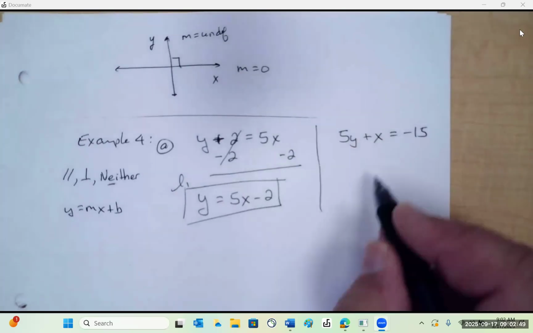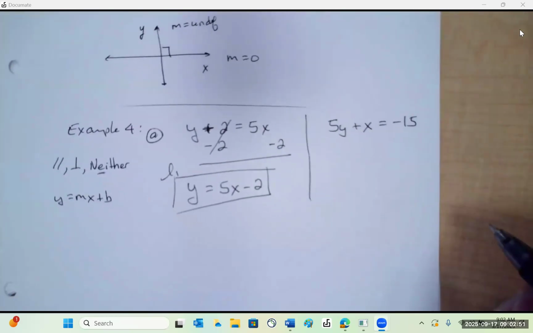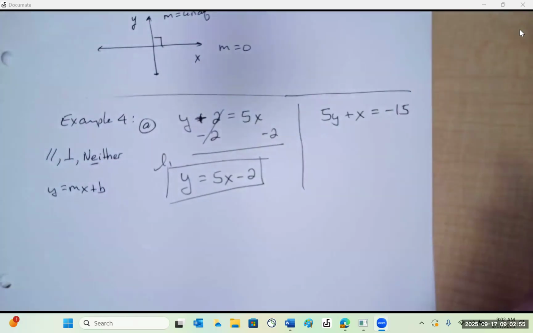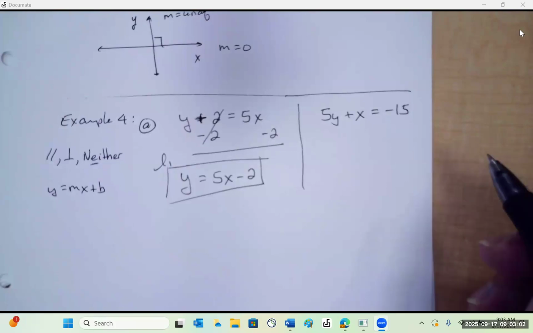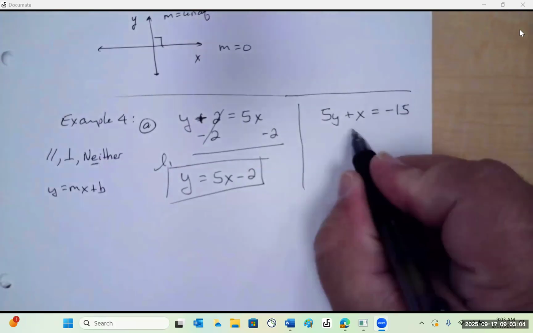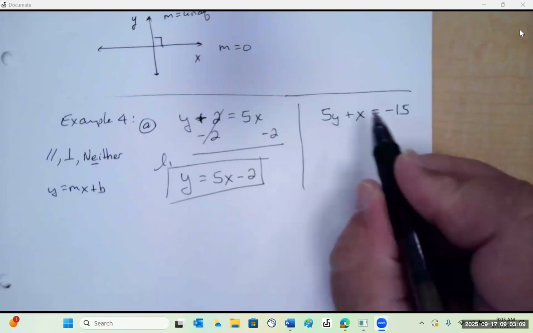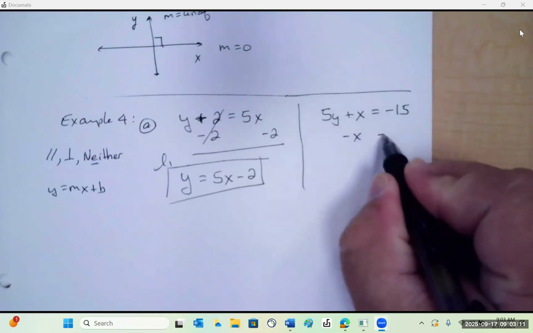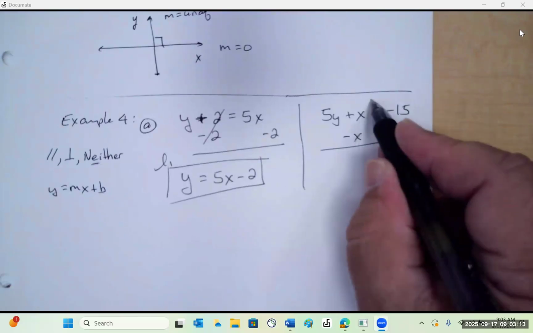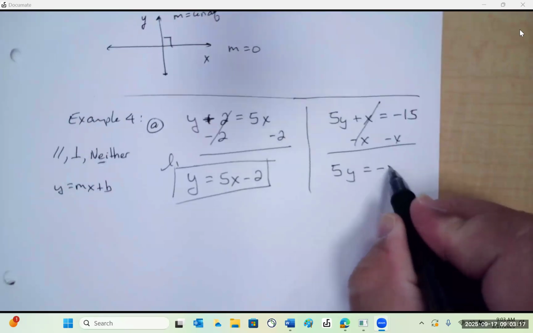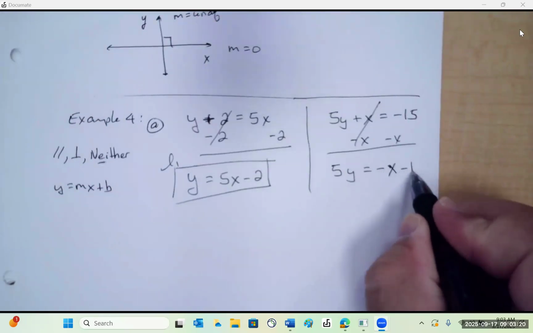How about the second one? What do I do there first? Subtract what? Very good. Subtract x. Anything that's not connected to y, I get rid of first. So I subtract x from both sides. So the x's cancel. 5y equals negative x minus 15.